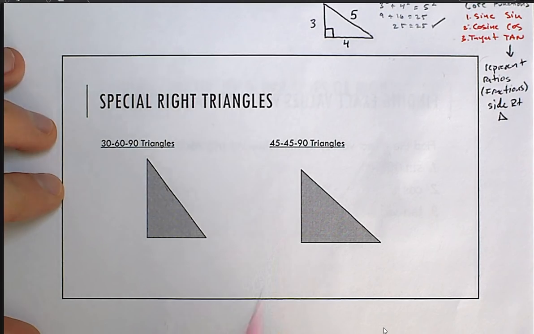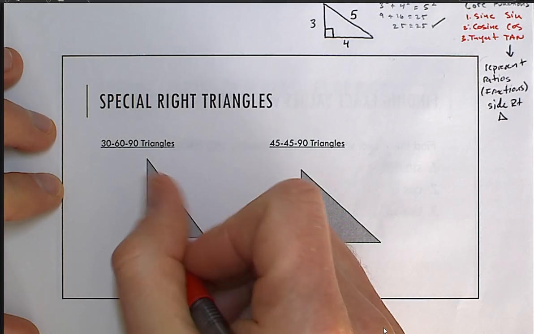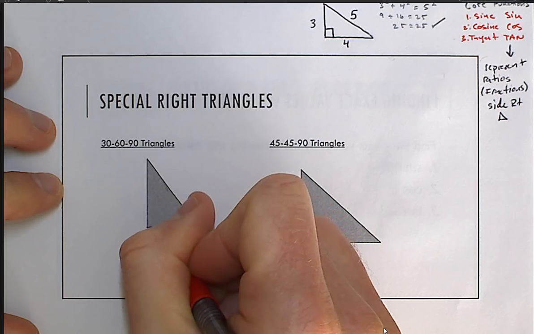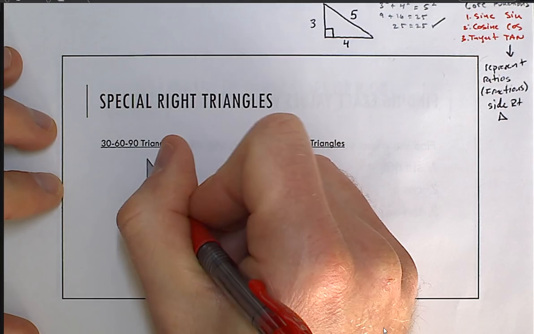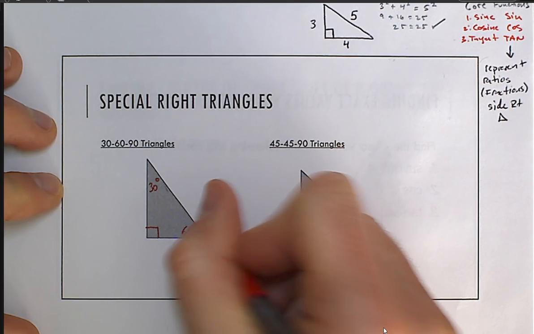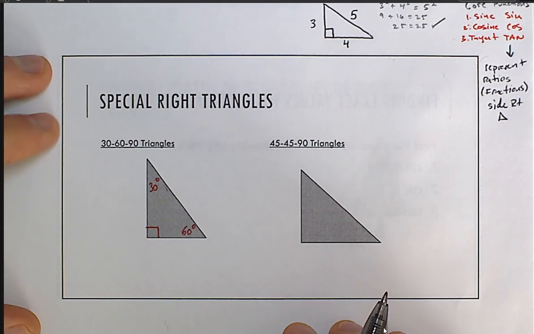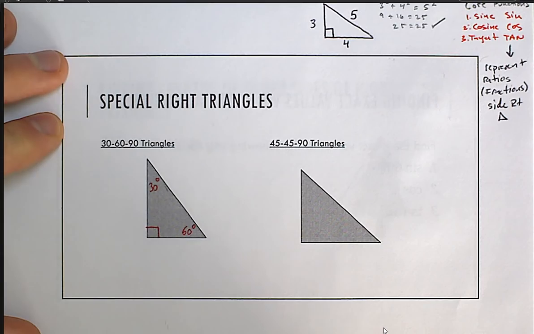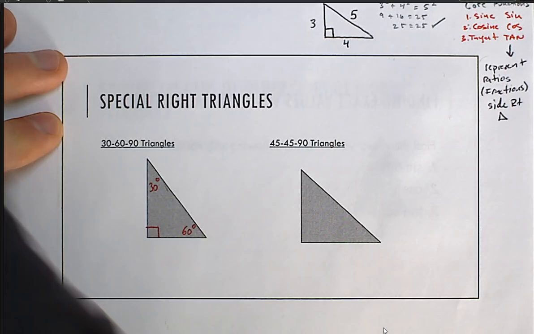So, you may or may not remember, because we didn't spend a ton of time on our 30, 60, 90 right triangles. So there's my 90. I'll put my 30 degrees here. I'll put my 60 degrees here. And what we're going to do is talk about the relationships with the sides, and I'm going to prove this to you, so give me a little bit of your time here.